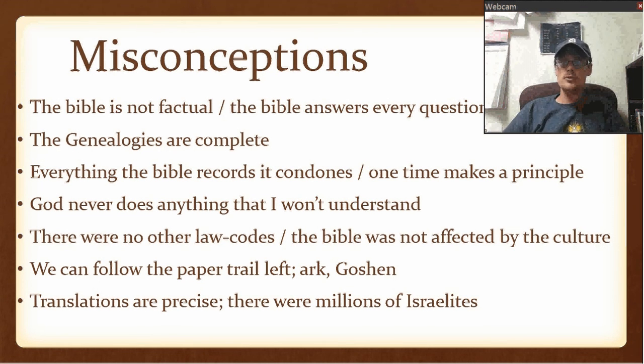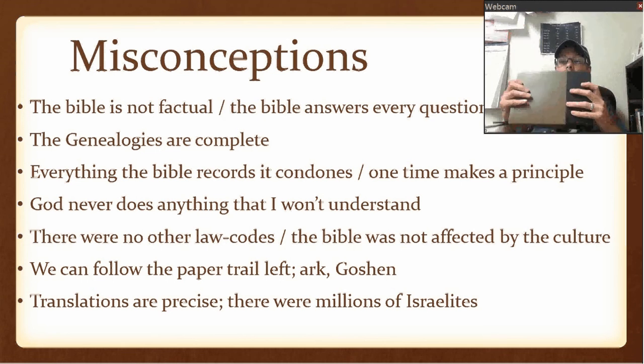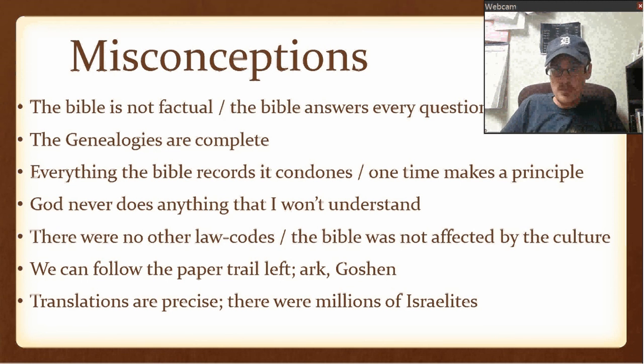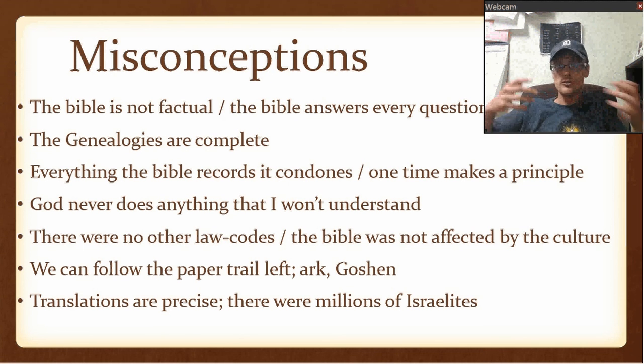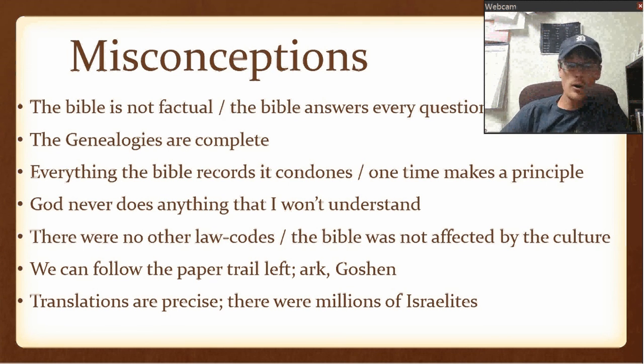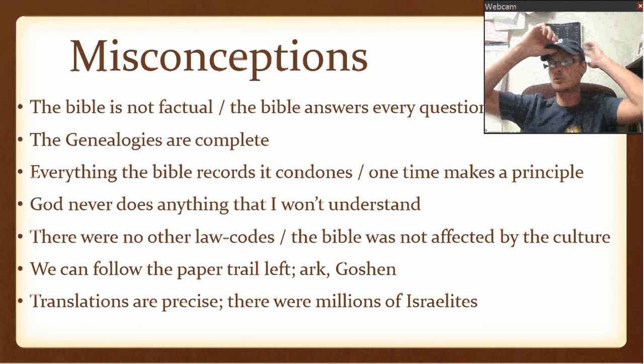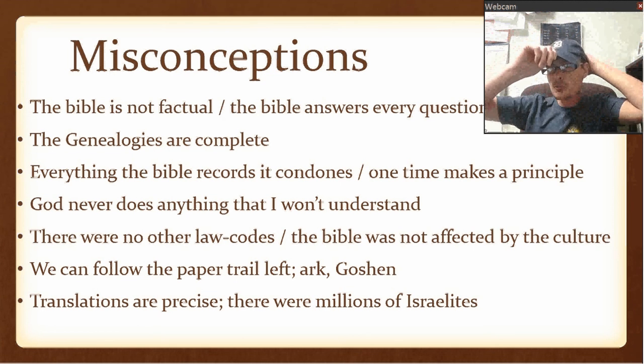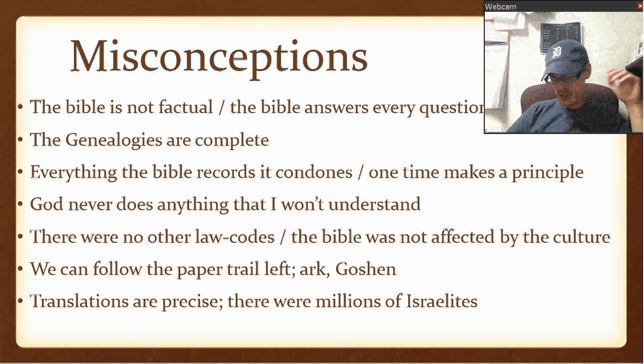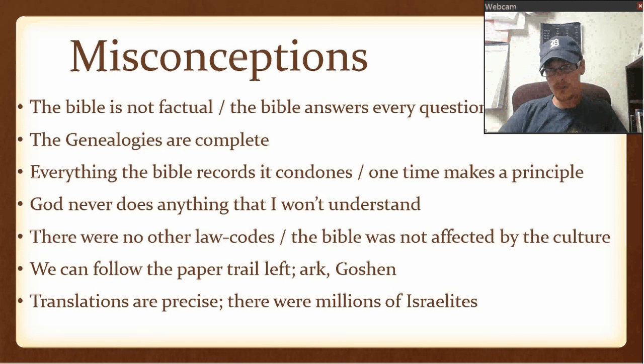Also, sometimes people think that translations are precise. If you're reading your Bible in English, there's going to be some areas that may be a little bit vague or maybe they messed up on, because a translation is not precise. Maybe compare multiple translations or ask a pastor. Also, another idea is that there were literally millions of Israelites who left Egypt. Not likely. Possible, but not likely. Just because of different historical points, there probably weren't that many people who left Egypt in the Exodus, in the book of Exodus.